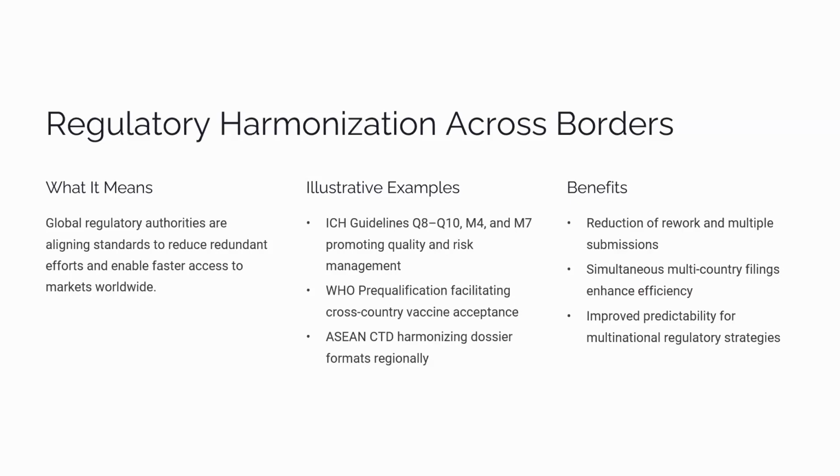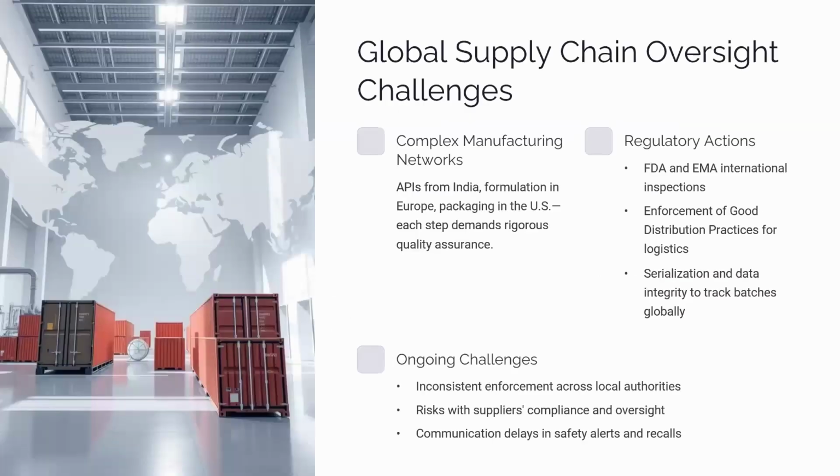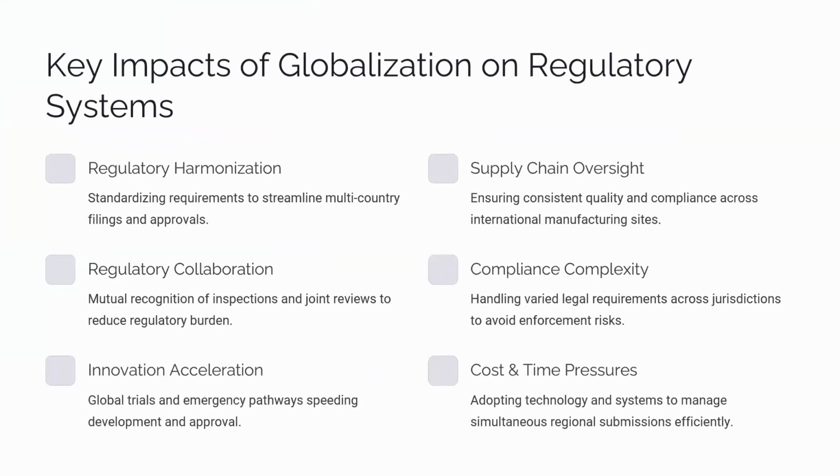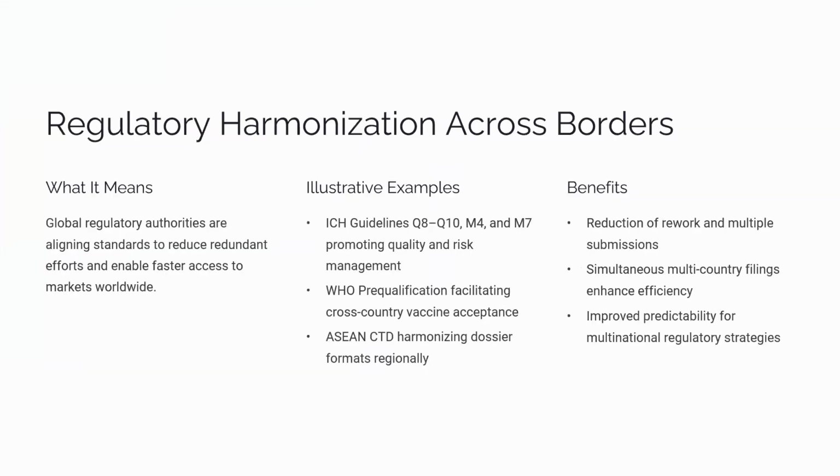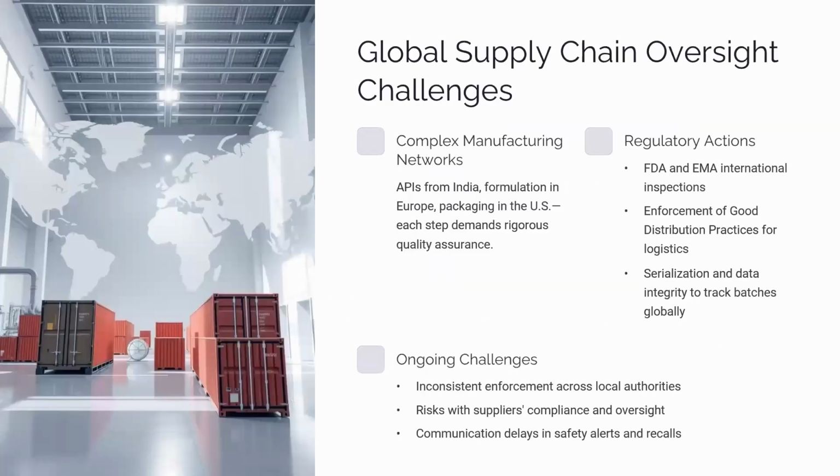Okay, so there are a lot of benefits of harmonizing regulations across borders. First is the reduction of rework and multiple submissions, and simultaneous multi-country filings, which enhance efficiency and improve predictability for multinational regulatory strategies. So it's very important to harmonize regulations across borders. Then comes your global supply chain oversight challenges, on which globalization has an impact. When we talk about global supply chain oversight challenges, there are complex manufacturing networks to be maintained, a lot of regulatory actions that need to be taken, and a lot of ongoing challenges.